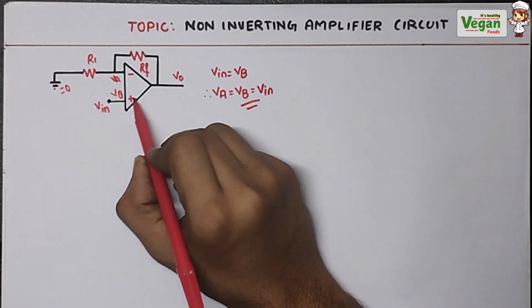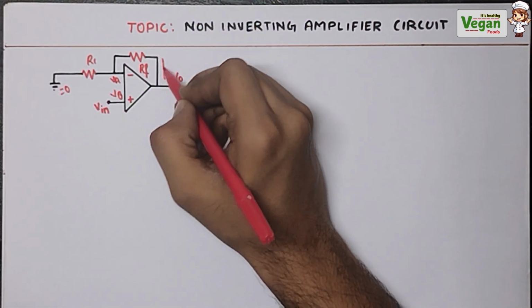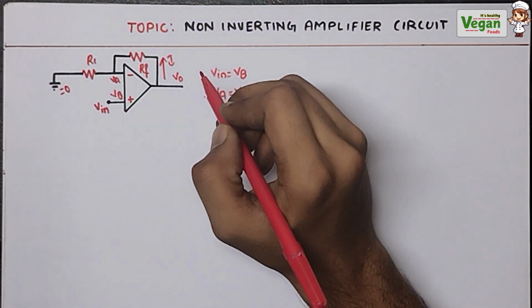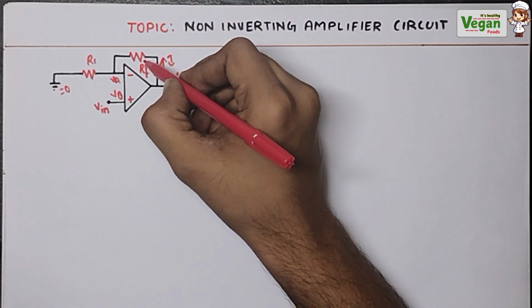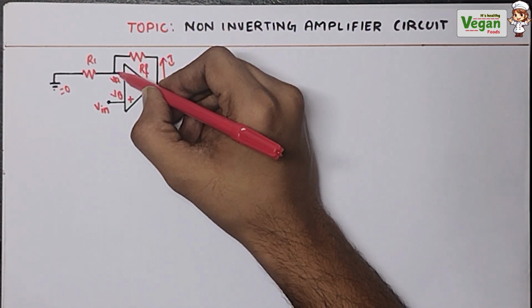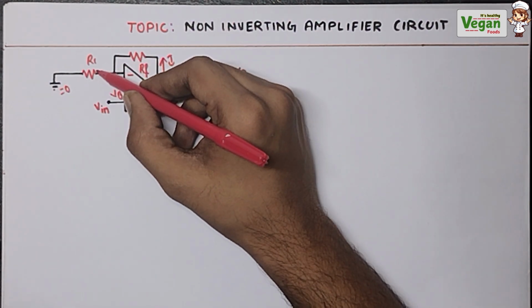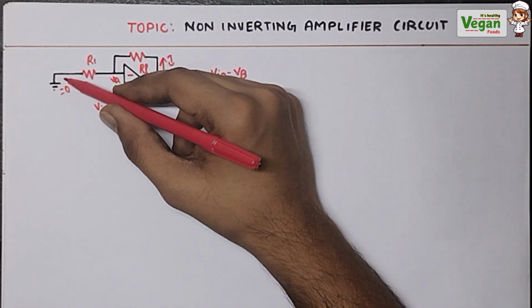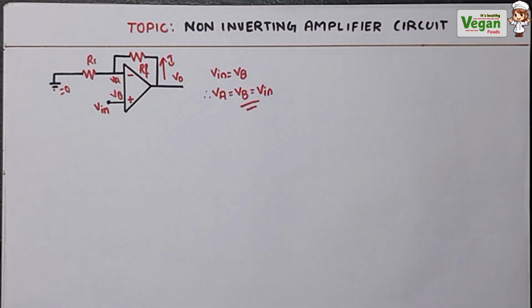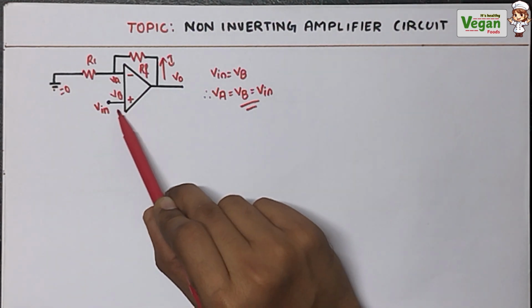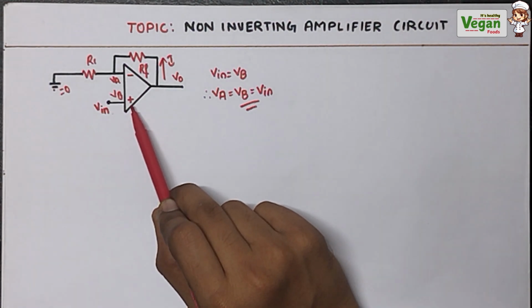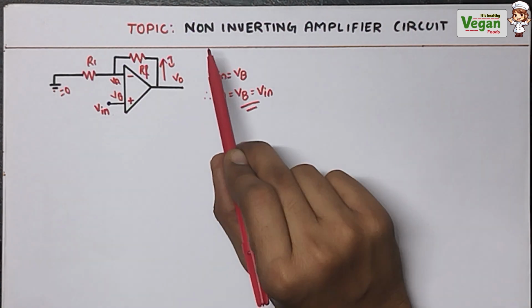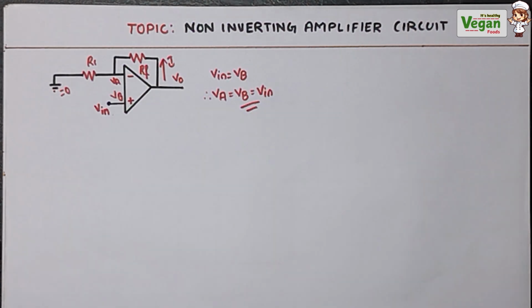Then because of this formation, current will be formed. So current will be formed in this direction. The current flows through the feedback resistance, then goes to the negative terminal, then goes to the resistance R1 and then finally it goes to the ground. So now we must form two equations to prove that we are giving the input voltage to the positive terminal, which tells that it is a non-inverting amplifier circuit. So let's design the two equations.